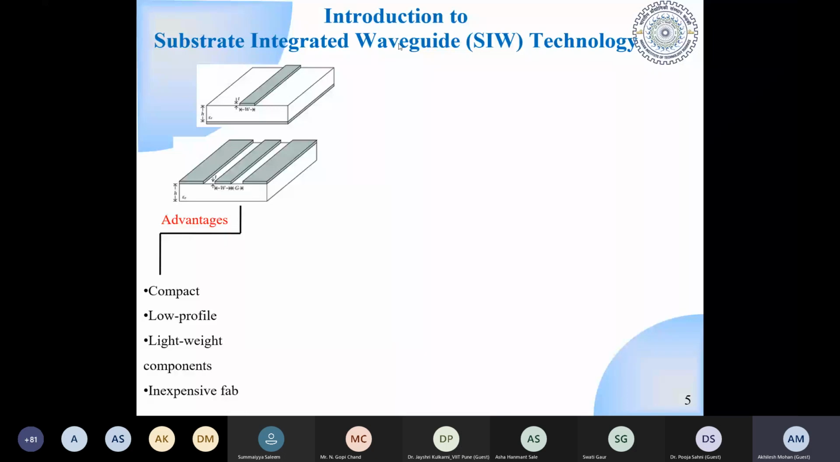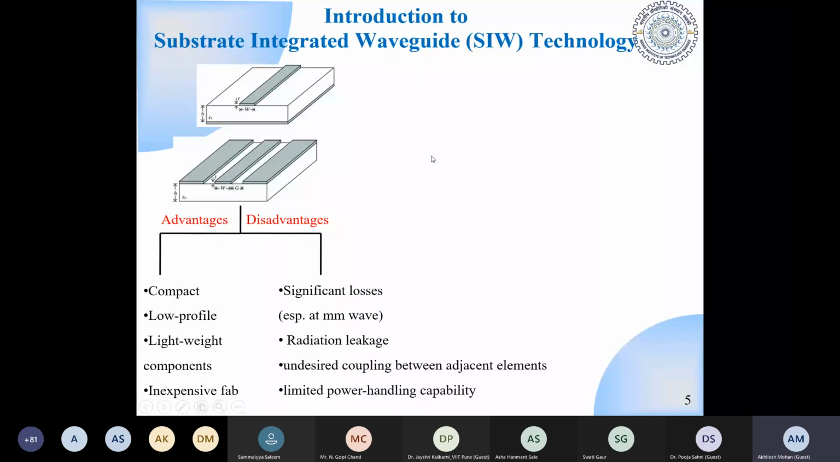They are very compact, have low profile, lightweight components can be designed with them, and they require inexpensive fabrication. But the disadvantages are significant losses because of the dielectric material. Dielectric material will have losses, especially as you increase the frequency, especially at millimeter wave frequency. Since they are open structures, they have radiation leakage and undesired coupling with adjacent elements. They also have limited power handling capability because dielectric material has a certain breakdown voltage. As it reaches that breakdown voltage, it will get burnt and will not allow the signal to pass through. So these are the planar structures.